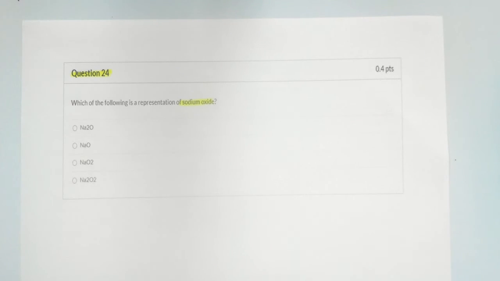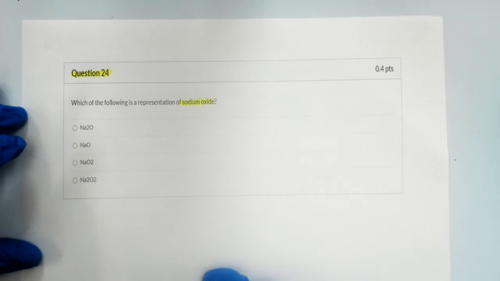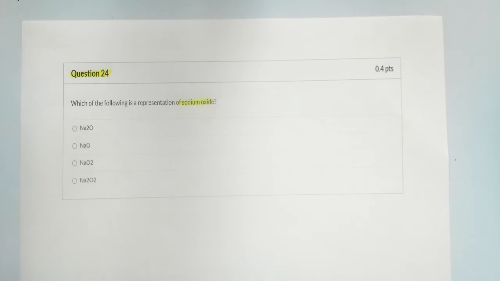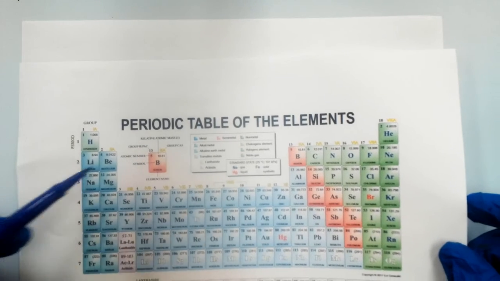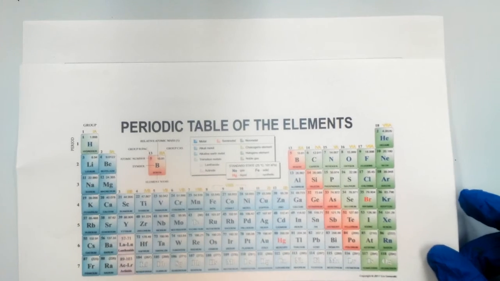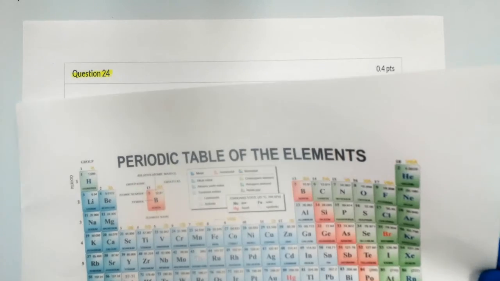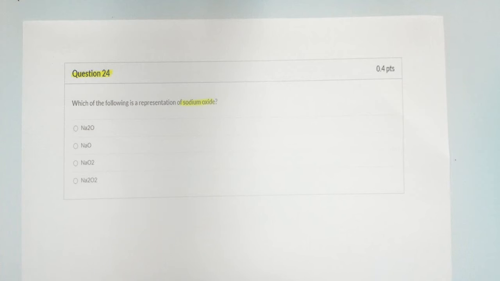Now, sodium oxide is an ionic compound. That means it's composed of ions. One way you would know that is by virtue of where the elements are on the periodic table. The elements are very far apart, so it's going to be an ionic compound. Sodium is found way over here on the left. Oxygen is found way over here on the right. That's what you get with ionic compounds. These are species composed of anions plus cations.